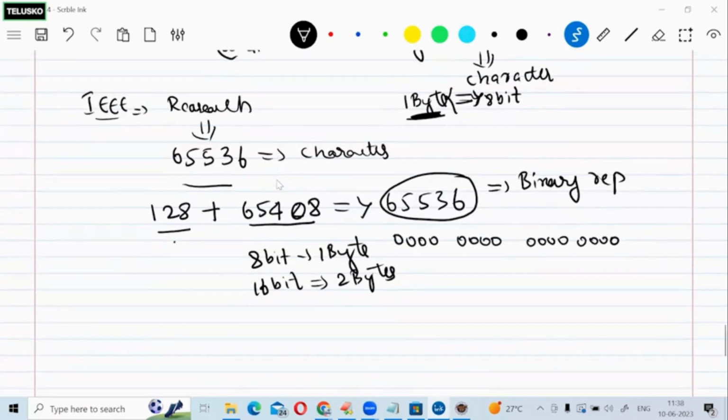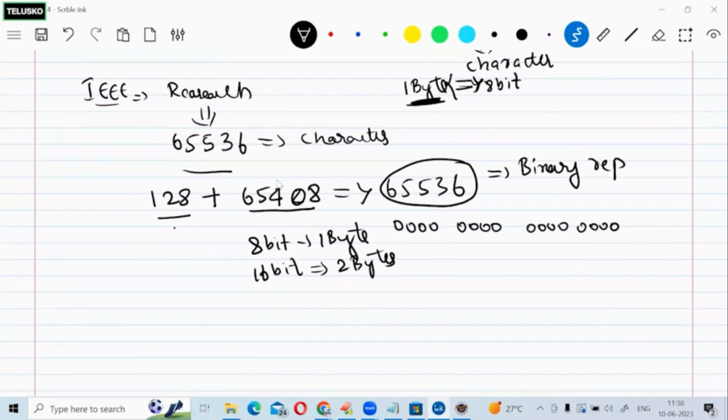Now, the format which gives binary representation and decimal representation for 65,536 characters, do we call that ASCII? No, we call that Unicode. Unicode Transformation Format, or UTF. In short, some of them will call it Unicode, some of them will call it UTF.